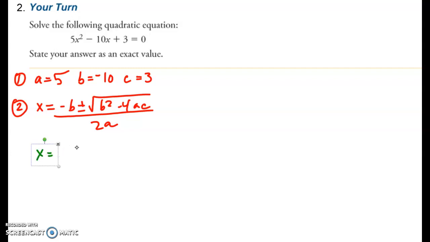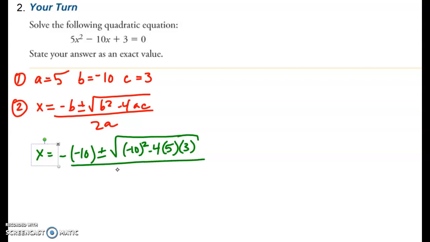So, negative b was negative 10, plus or minus the square root of negative 10 squared minus 4 times a times c. It's all under the square root sign, all over 2 times a.